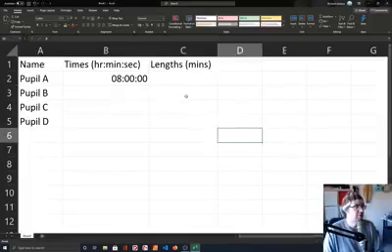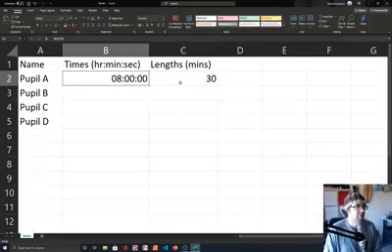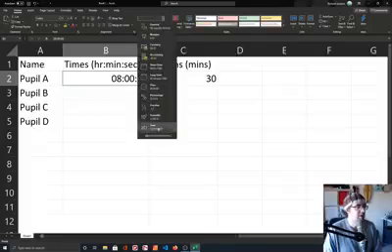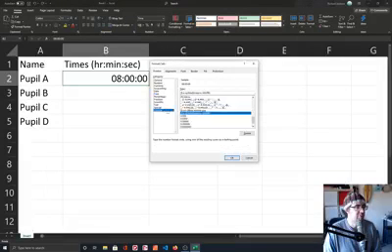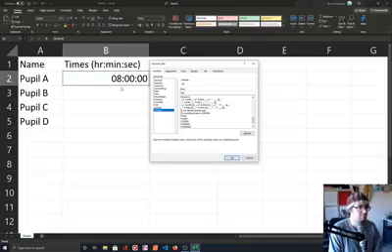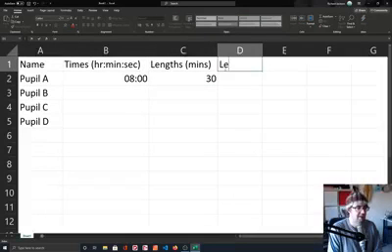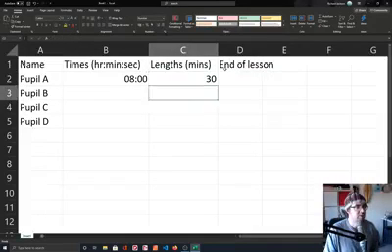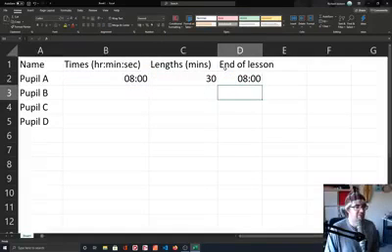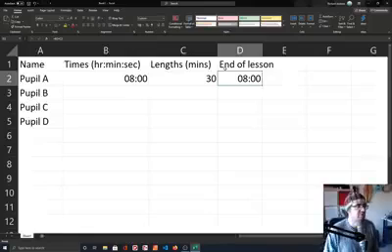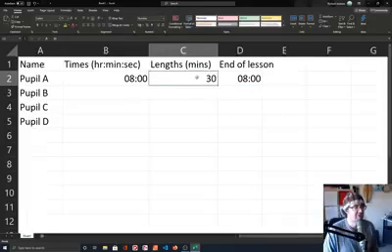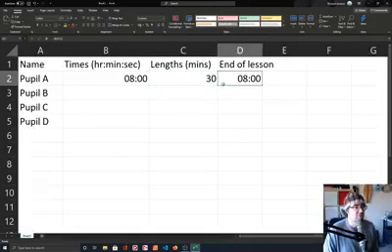One of the things that crops up all the time is this. My start time is 8 o'clock. Just because I prefer to see it this way, we're going to put this into hh:mm. And we have a 30-minute lesson, and we want the end of lesson time. The standard thing is to do this plus this and be really confused, because I've taken B2 plus C2, and it just gives me exactly the same. That's because this is just saying it's 30, which means 30 days, so that's not going to help us.